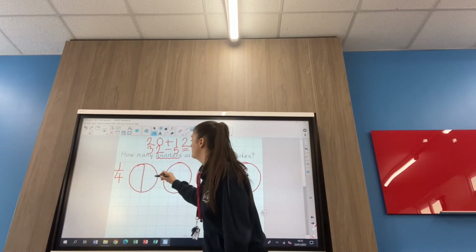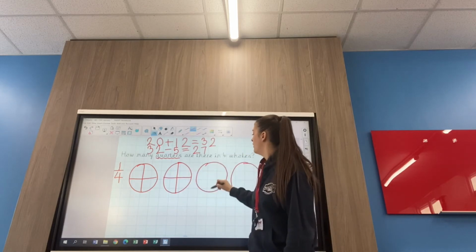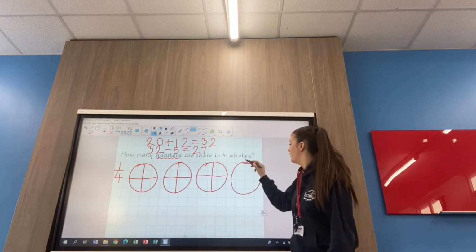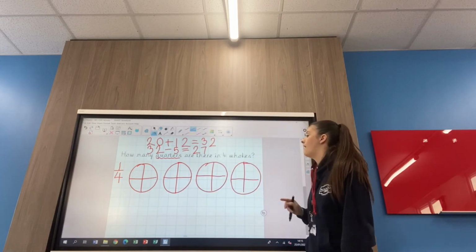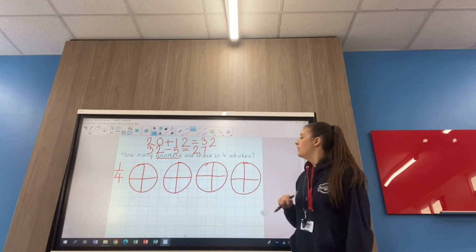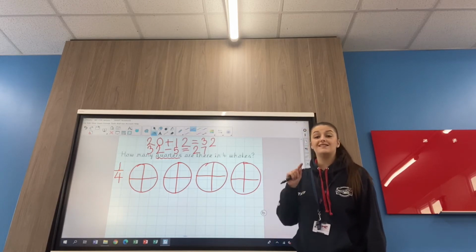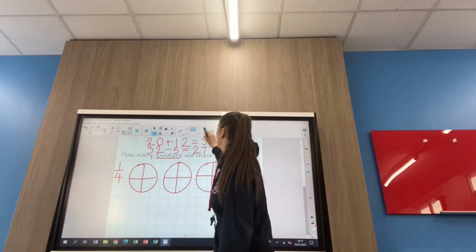So there's 1, 2, 3, 4. There's 1, 2, 3, 4. There's 1, 2, 3, 4. And 1, 2, 3, 4. I've split my 4 cakes each into quarters. But it's asking me how many quarters are there in those 4 wholes. So I need to count up the individual quarters.